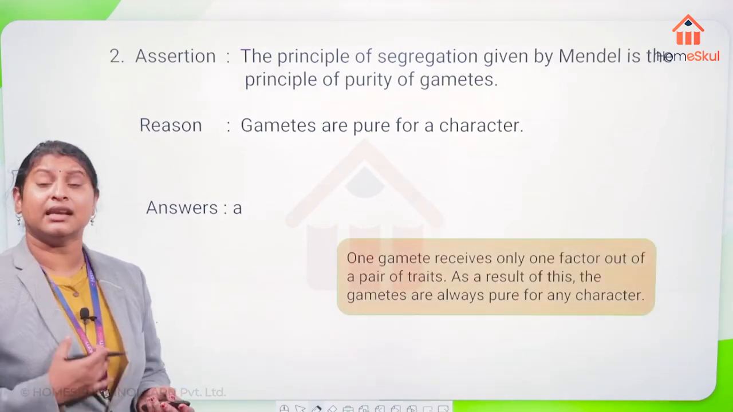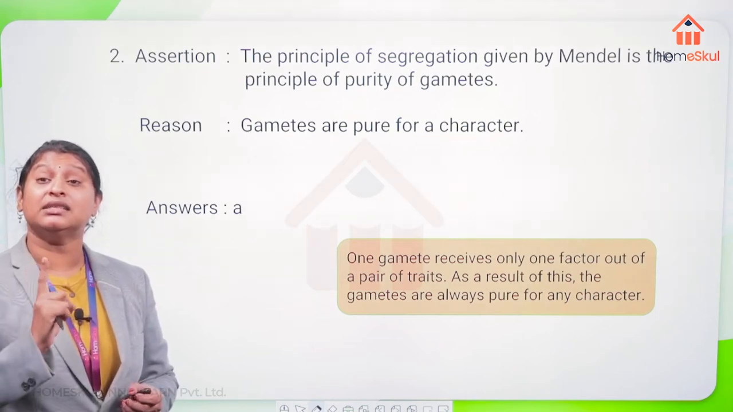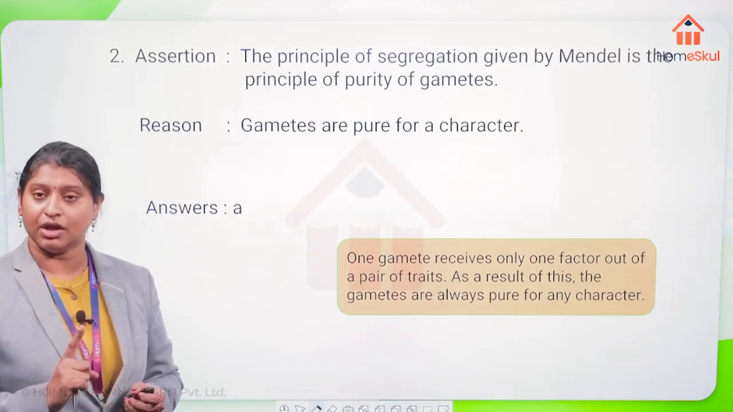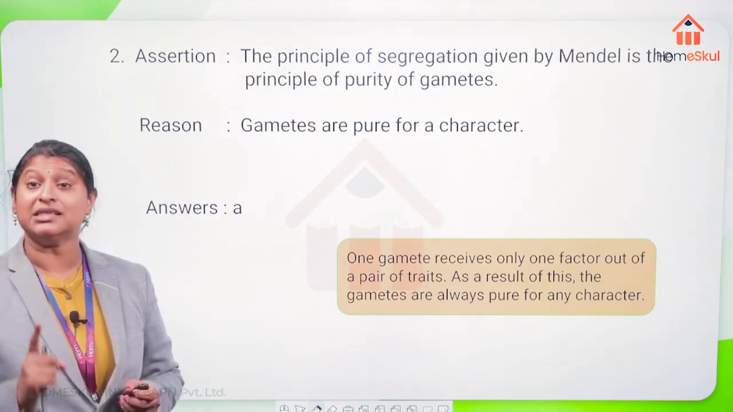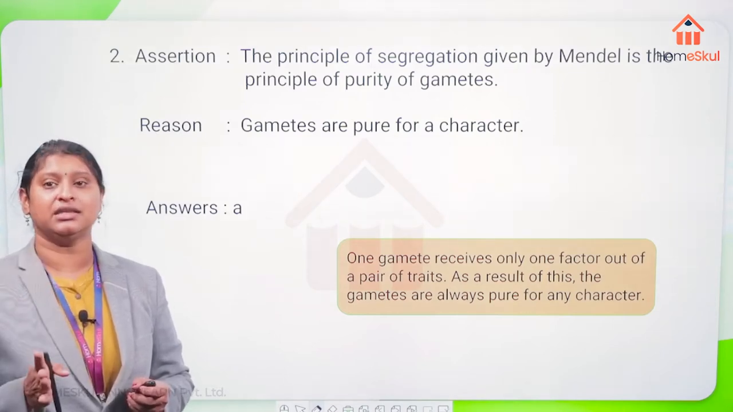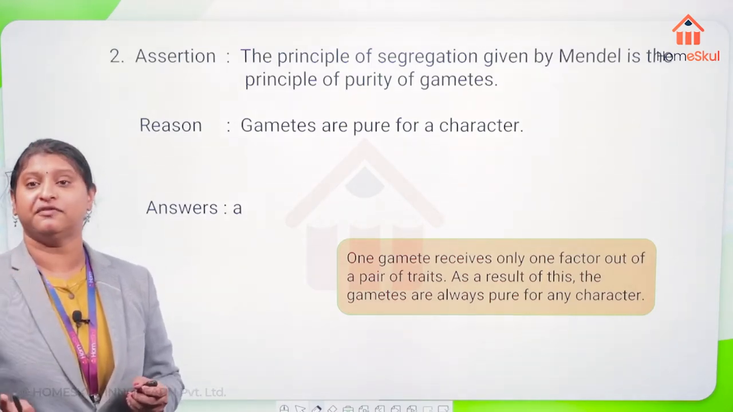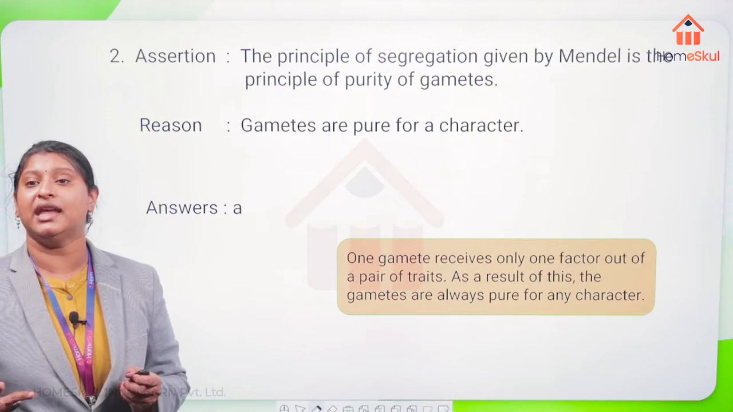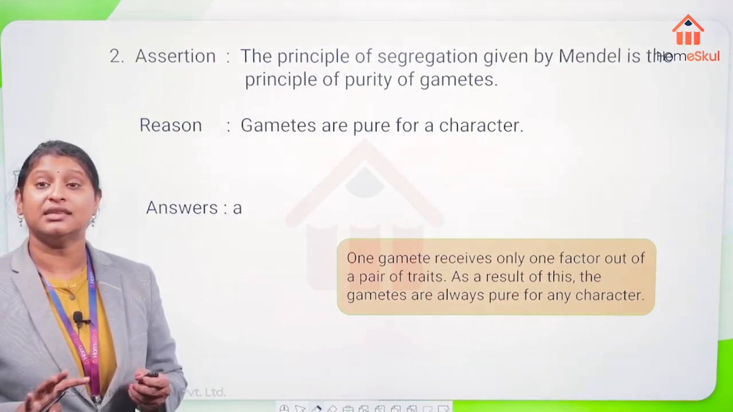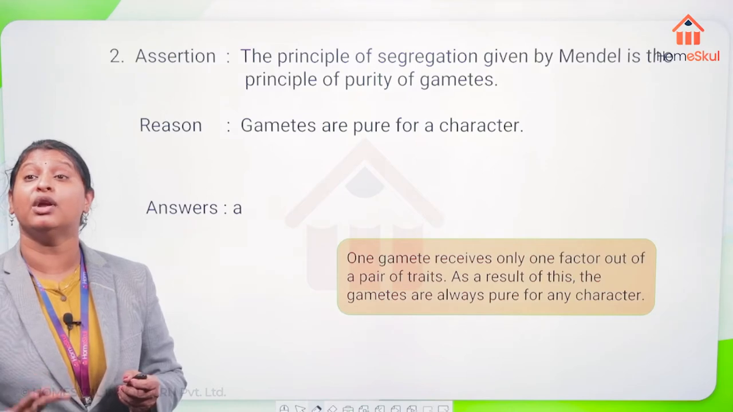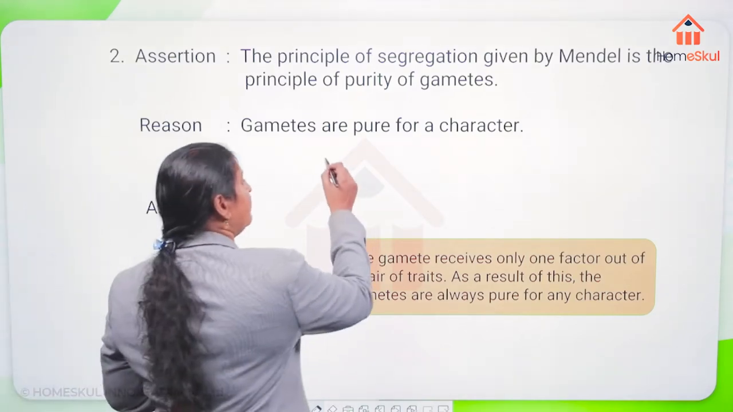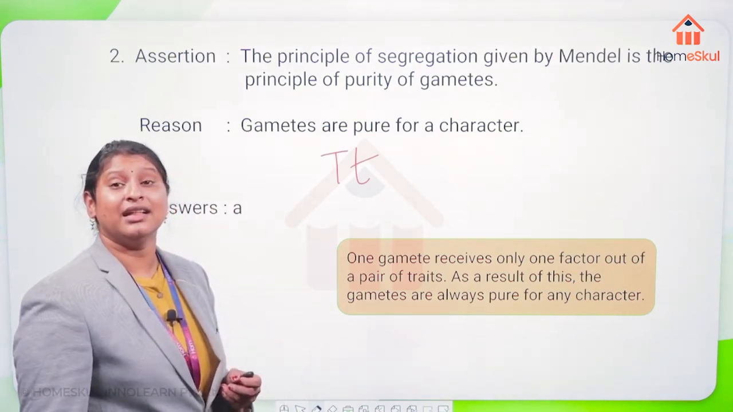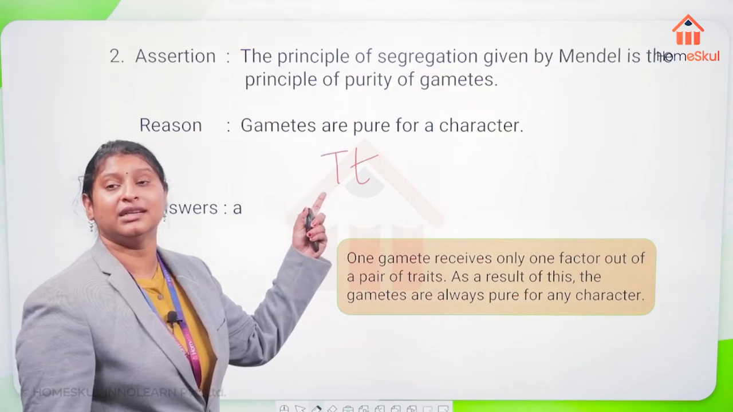Let's clarify the answer. One gamete receives only one factor out of a pair of traits. As a result of this, the gametes are always pure for any character. Here, if you are having this, this is a dominant trait, right?